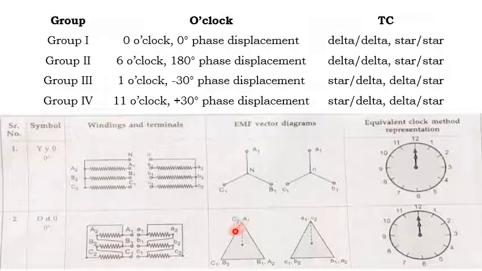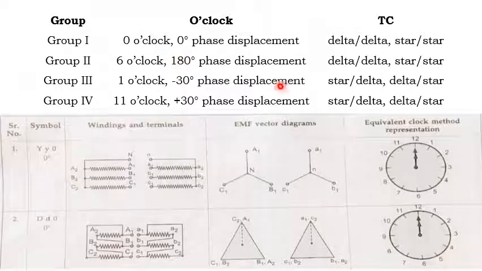So you know the phasor diagram of the delta connection. This is the phasor diagram of the delta connection. There is no phase difference. See, there is no phase difference. So this is 0 phase displacement. Next is 6 o'clock. 6 o'clock means 180 degree phase displacement.